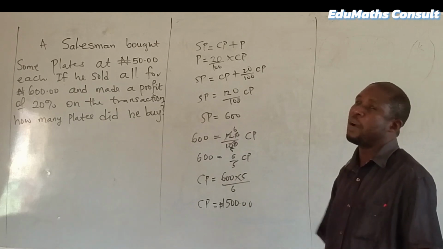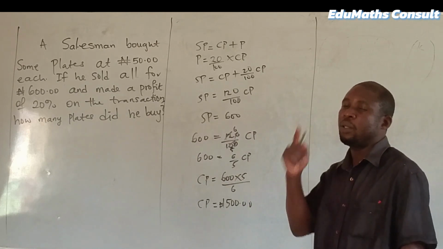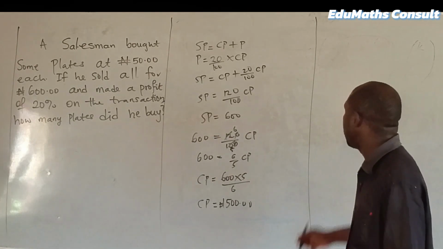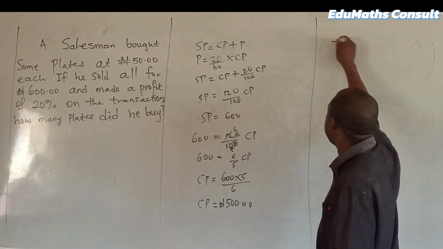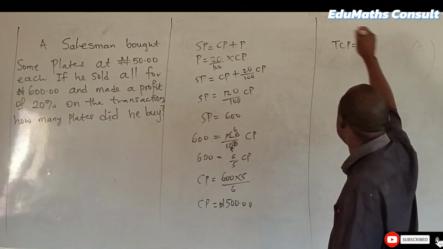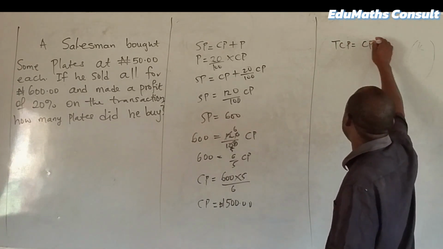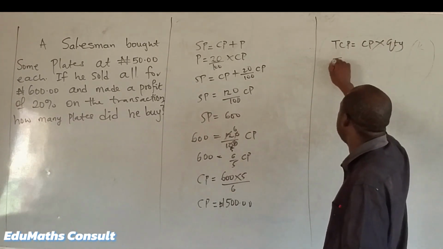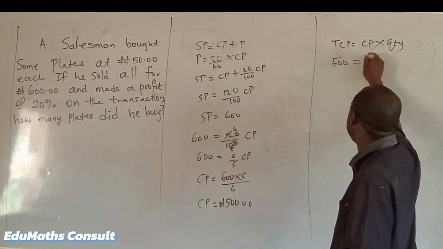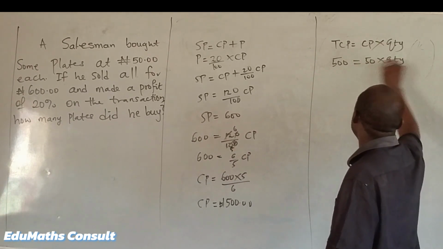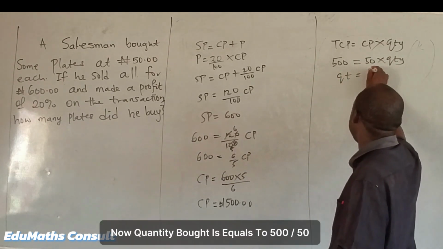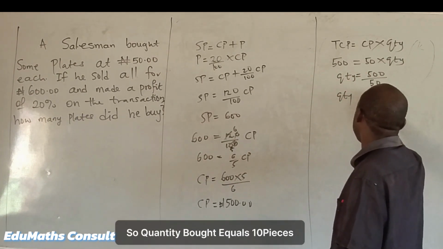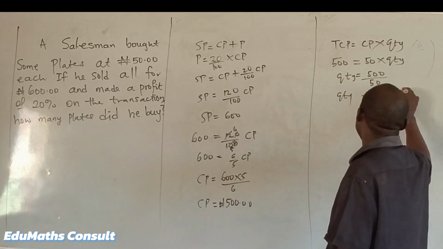If he spent 500 naira in total, then how many plates did he buy? Now, you should recall that total cost price is equal to unit cost price times quantity. The total cost price is 500 naira. This is equal to 50 times quantity. Now, quantity bought is equal to 500 divided by 50. So, quantity bought equals 10.